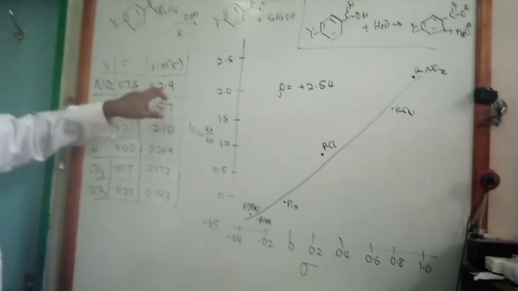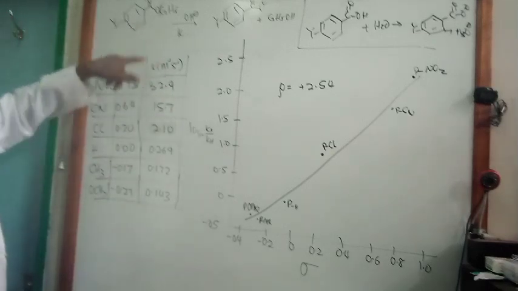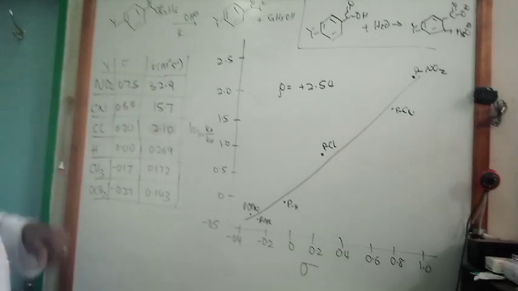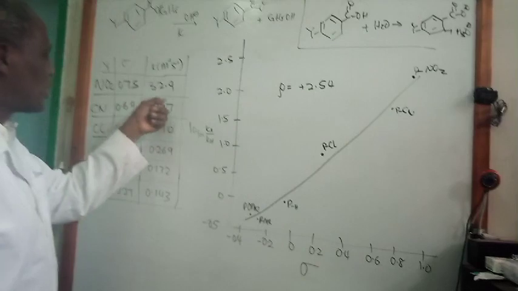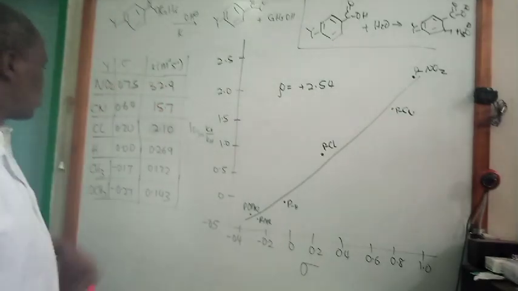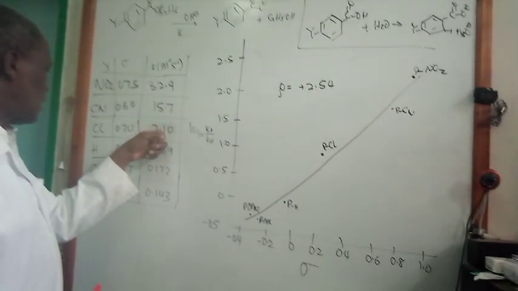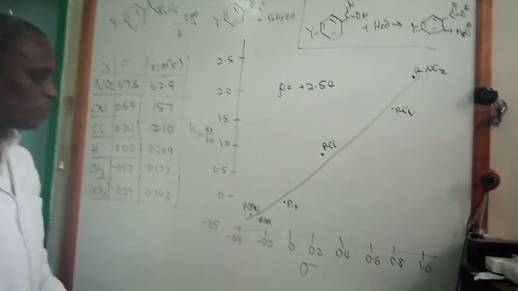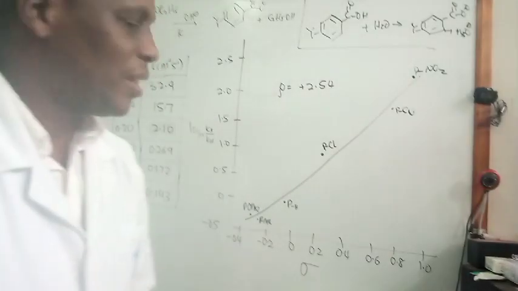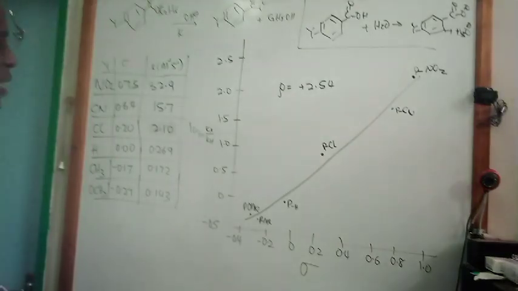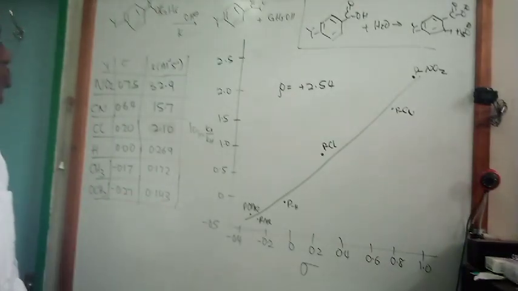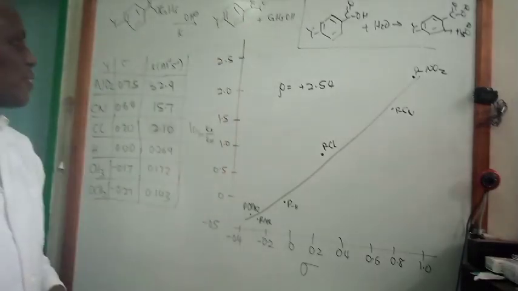You can see the one for the nitro group has a high rate constant. The one for the cyanide is almost half of the one for the nitro group. The chloride group is small, as are hydrogen and methyl, and then the methoxy group has a very low rate constant. Can you see that? So what you're supposed to do is to plot such a figure.